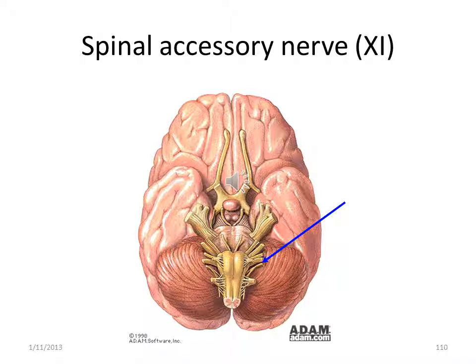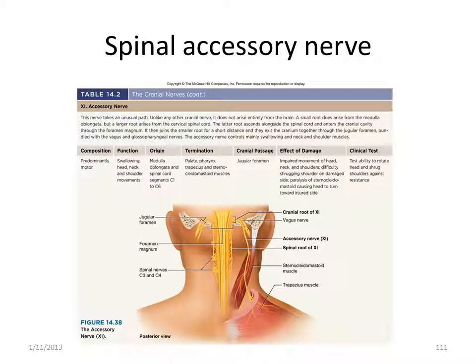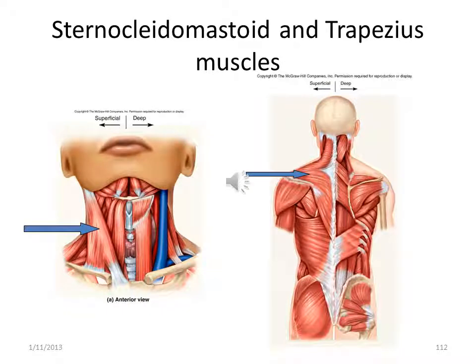Cranial nerve 11, the spinal accessory nerve, is shown by the arrow on this slide. The spinal accessory nerve contains voluntary motor neurons that innervate two muscles, the sternocleidomastoid and trapezius muscles.